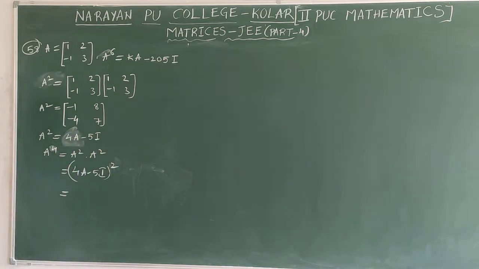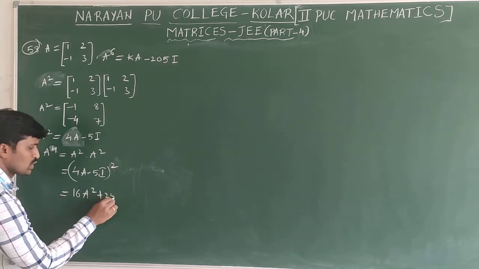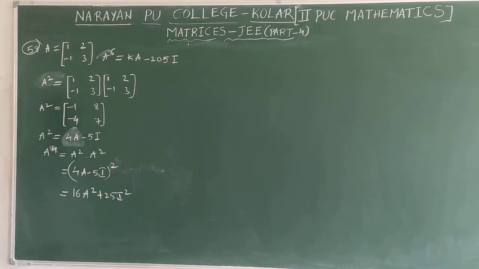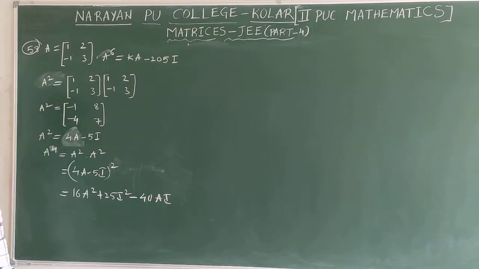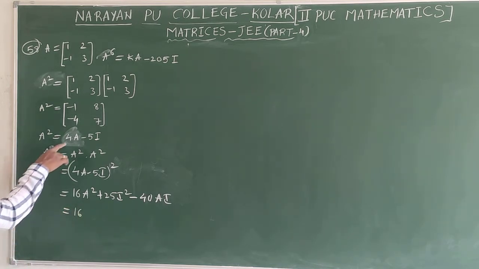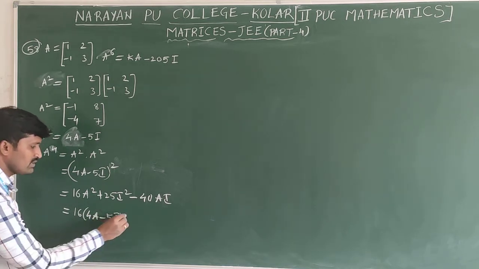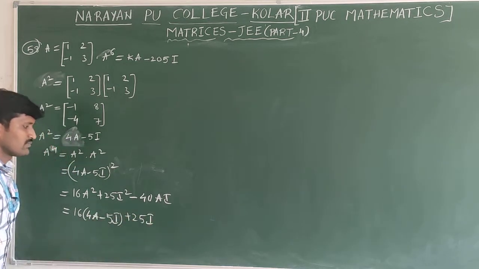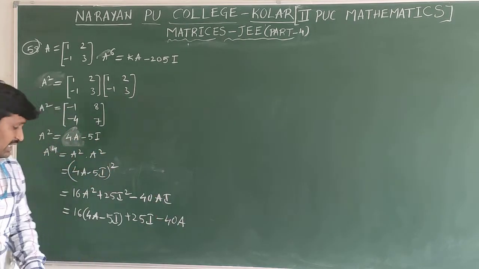Because AI and IA both are the same. 16A² + 25I² − 2ab, 20 into 2, 40 A into I. Here IA and AI both are the same because we will get A only finally, that's why I am taking directly. 16 into A²; what is A² again in terms of A? 4A − 5I, plus 25I minus 40A into I, we will get a matrix.